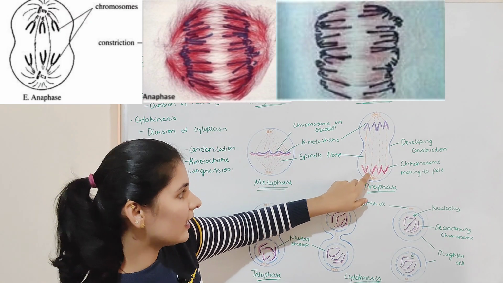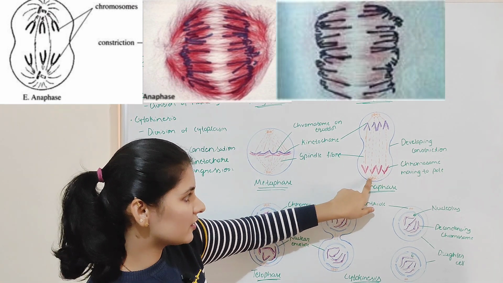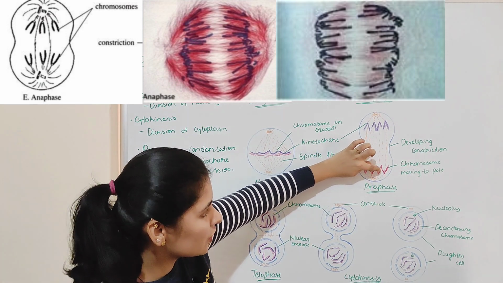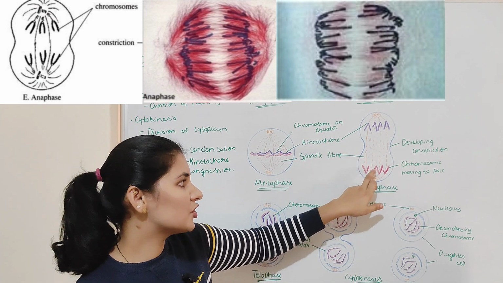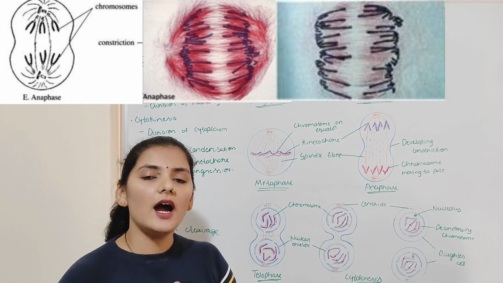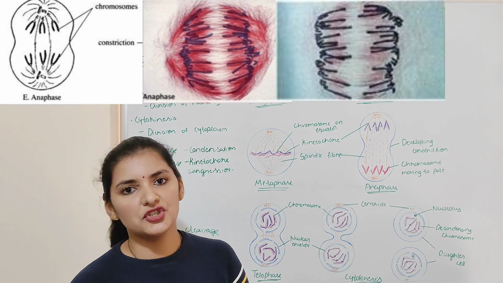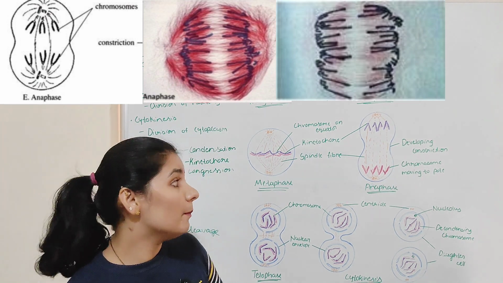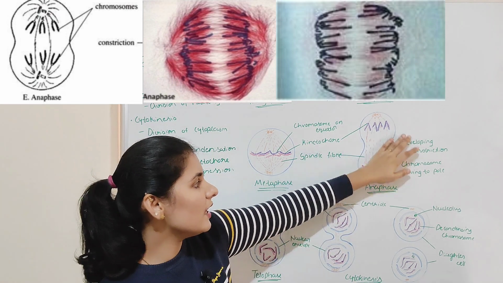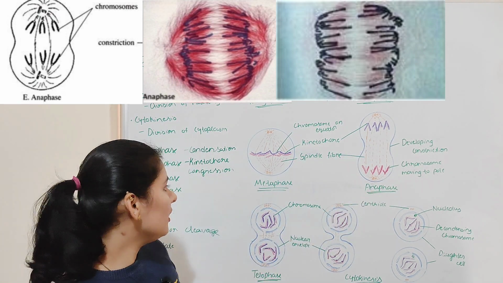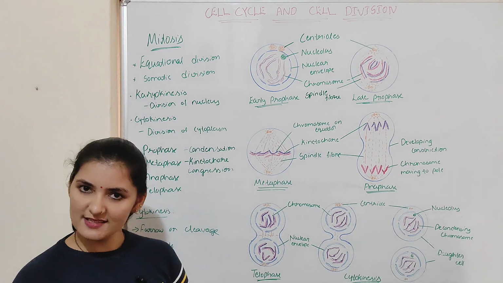As you can see, these are the kinetochores which move towards the pole and the arms are following it or trailing behind it. This movement exhibits different shapes to the chromosome like I shape, L shape, rod shape, J shape, etc. based on the position of the centromere. So that is about the anaphase stage. Now let me talk about the fourth stage, that is telophase.